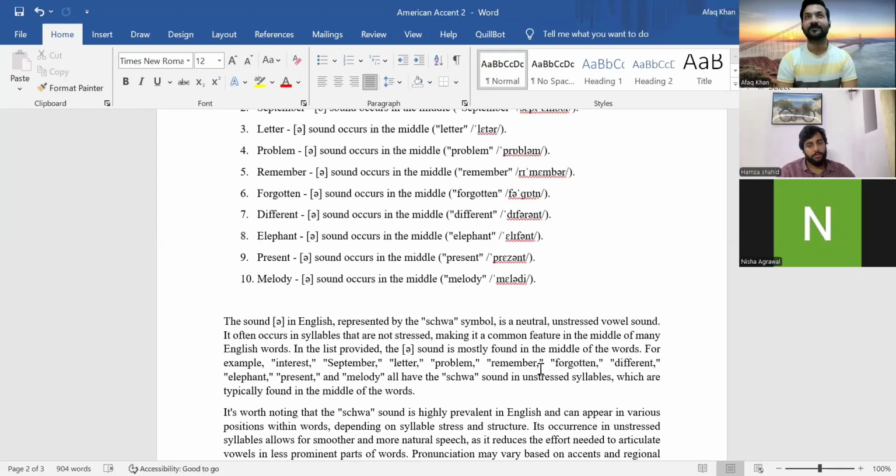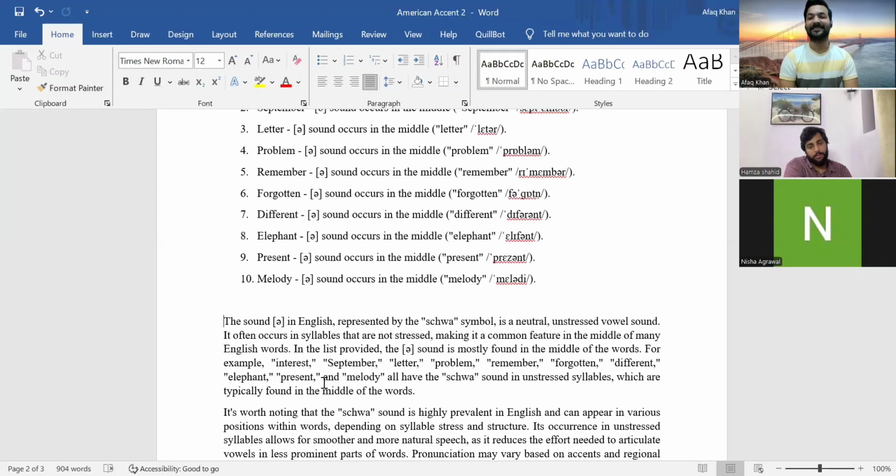Forgotten. Forgotten. Different, different. Not "elephant", different. Very good. Different. Go ahead, please. Elephant.